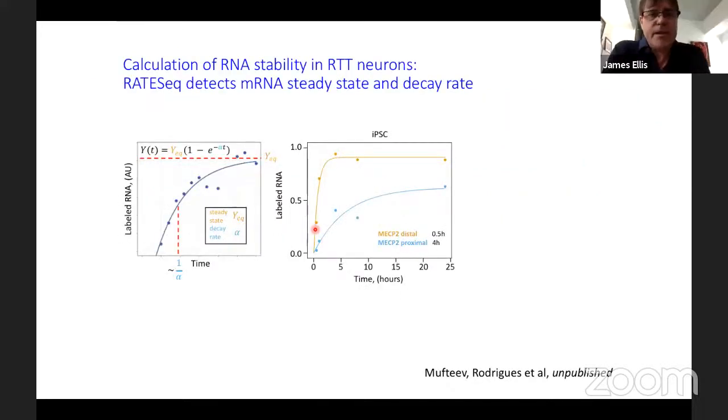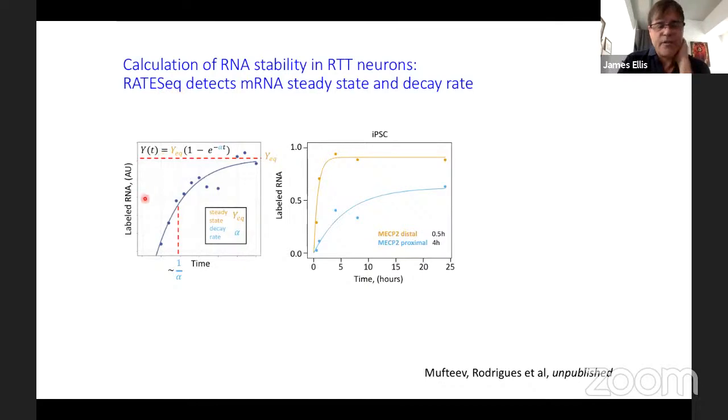So because we've been interested in post-transcriptional regulation, I mentioned the translation work in the previous paper by David. We also wanted to look at RNA stability. RNA stability is regulated by microRNAs, and microRNAs are known to be impacted in Rett syndrome. So one of the ways you can study RNA stability in Rett syndrome neurons is a technique called rate-seq.